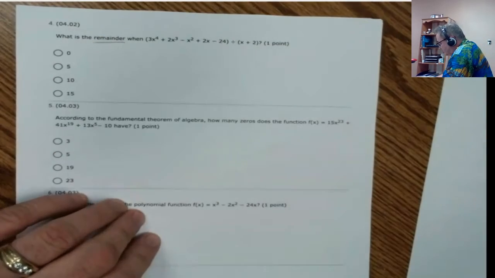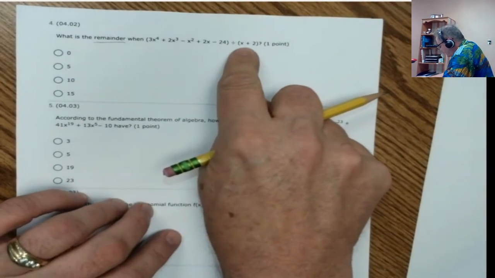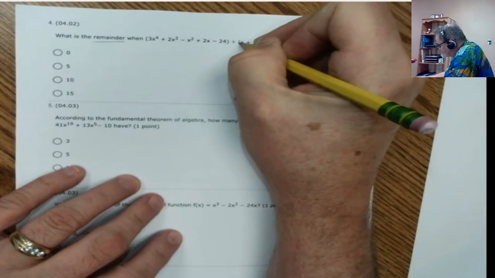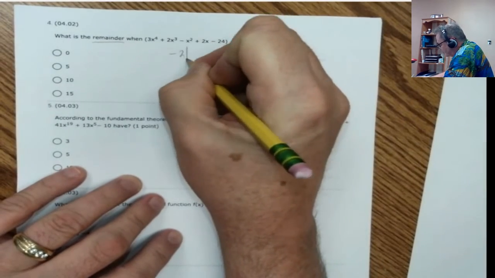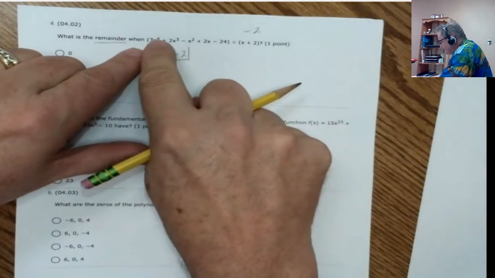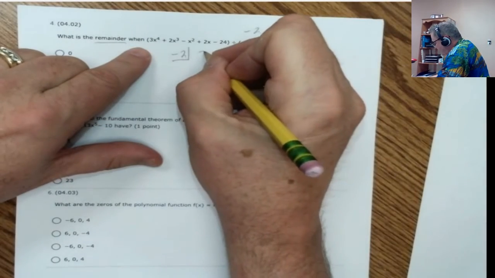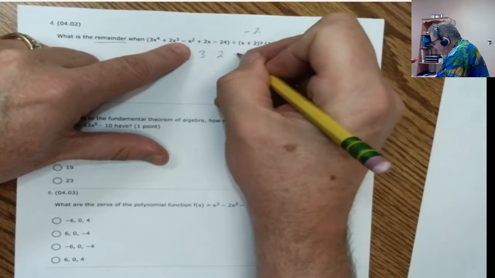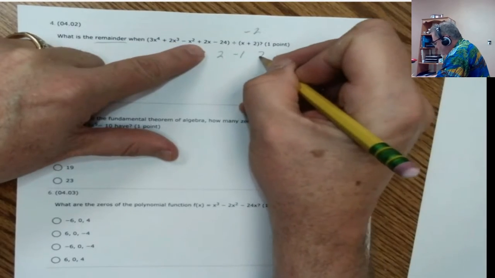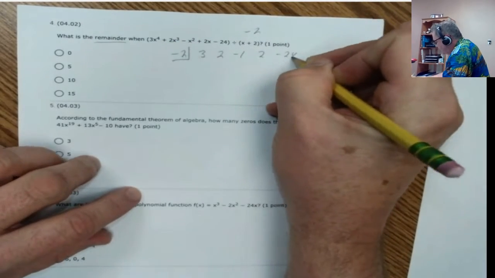What's the remainder when we divide all of this by x plus 2? So I'm going to do synthetic division again. If this is x plus 2, I'm going to use negative 2 for my synthetic division. Coefficients, starting with the fourth: 3 for x to the fourth, 2 for x to the third, negative 1 for x squared, 2 for x, and then finally the constant.